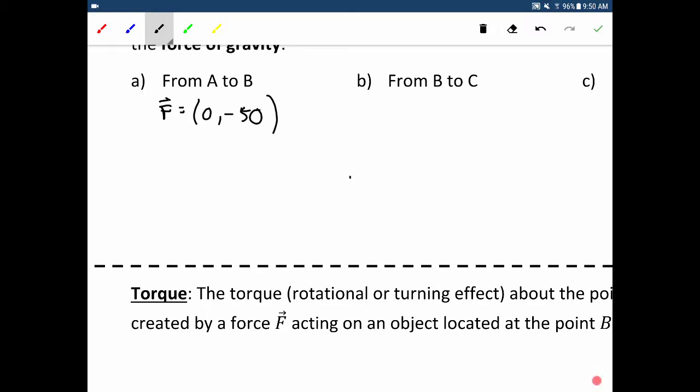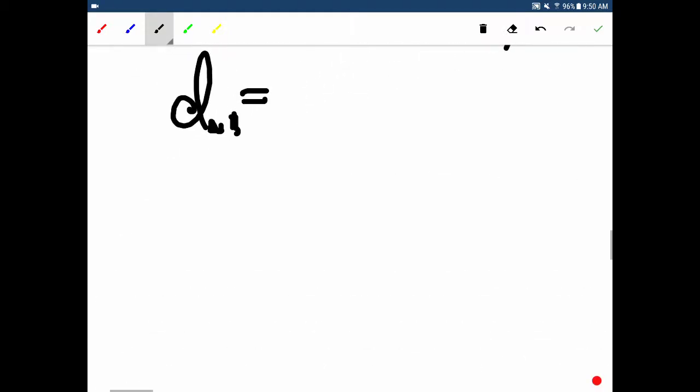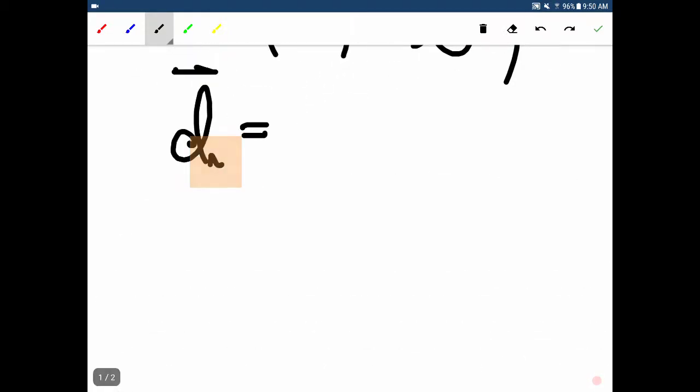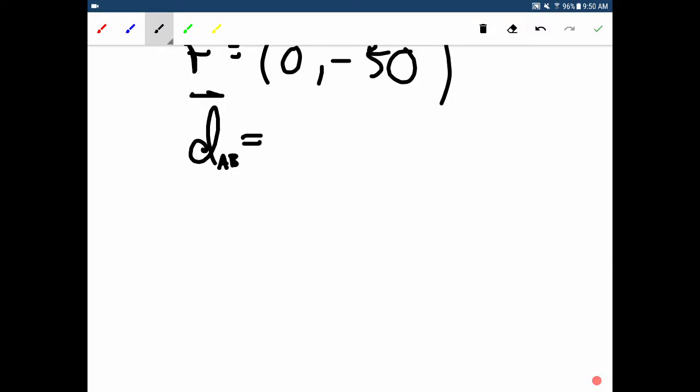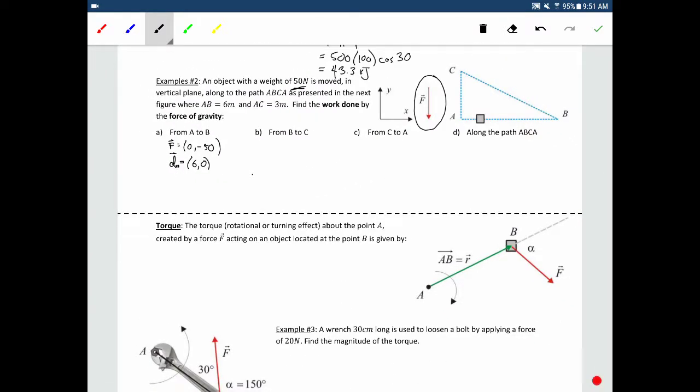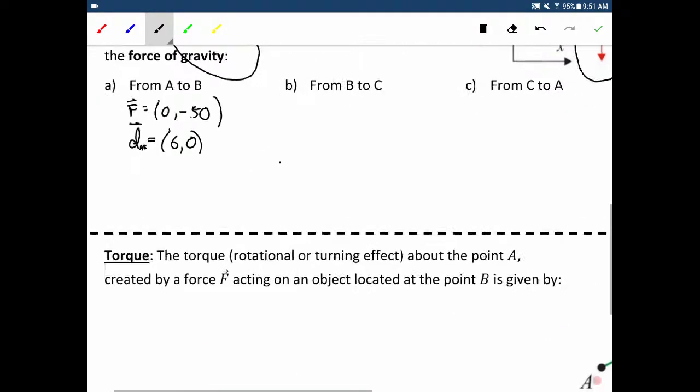Our displacement here, from A to B, I'll write that here, is my displacement from A to B, and that would be 6, 0. It says that right here, actually. It's side to side, so there's an X component, and there is no Y component.